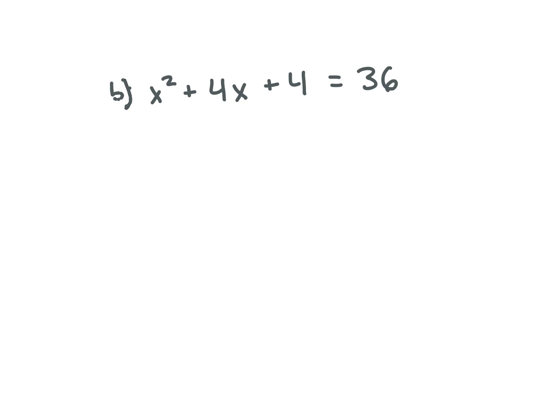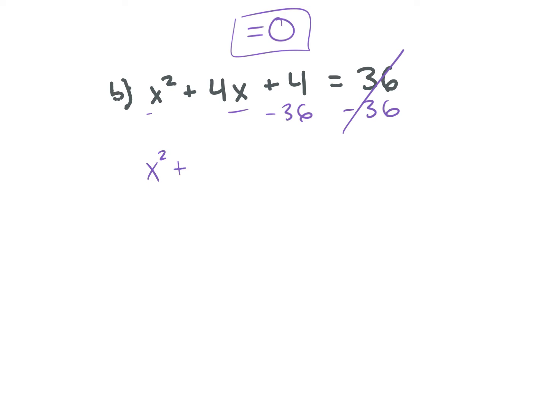So for B, do I have to solve by factoring or square roots? Factoring, because I have an x squared and an x. But to factor, we need it to be equal to 0. So how can I make this equal to 0? Subtract 36. What's the 36 going to combine with on the left? The 4, because those are the like terms. So it'll cancel out on the right. On the left, I have x squared plus 4x minus 32 is equal to 0.